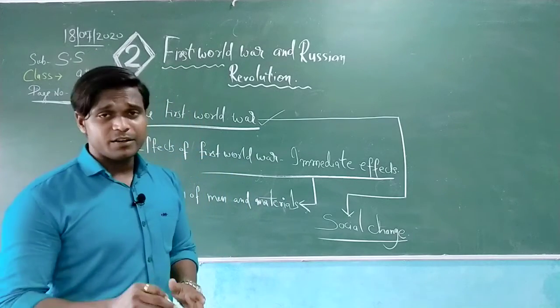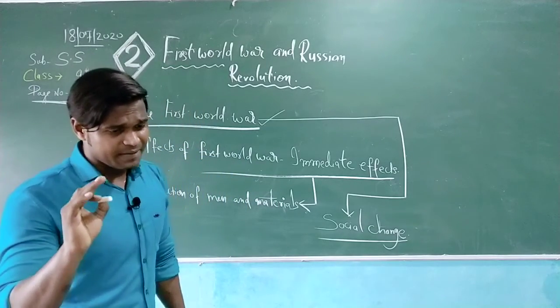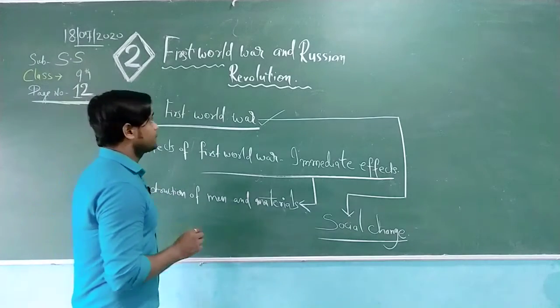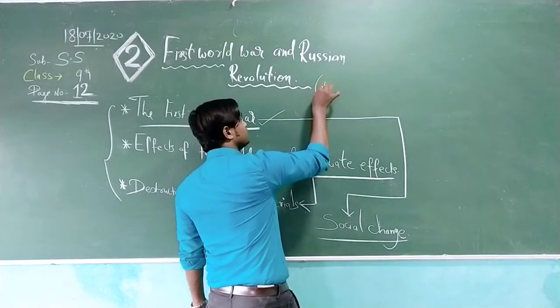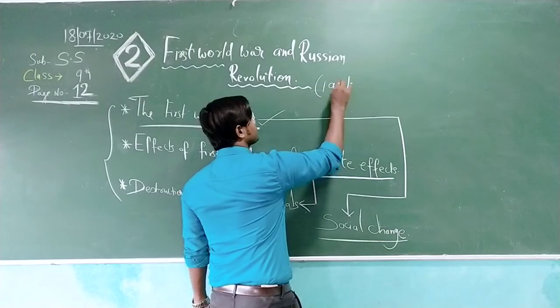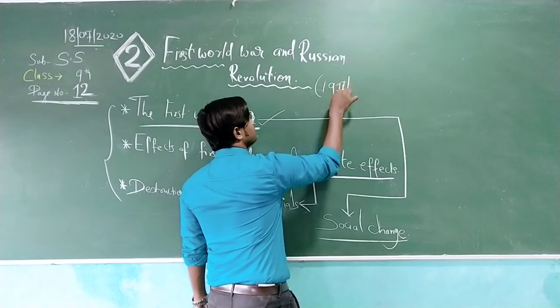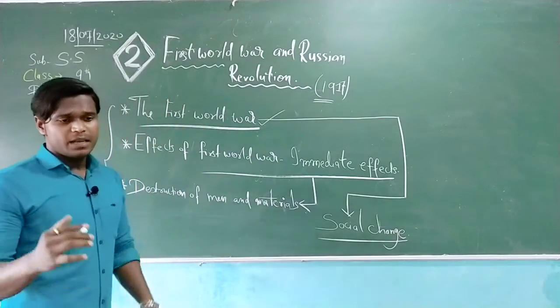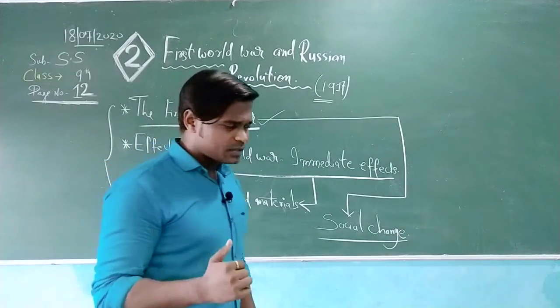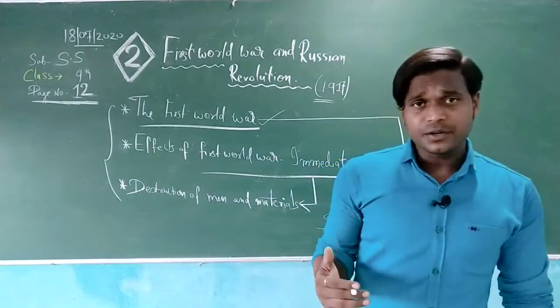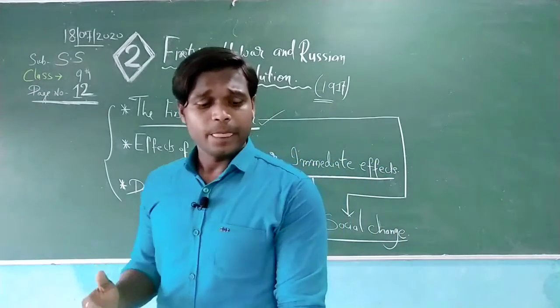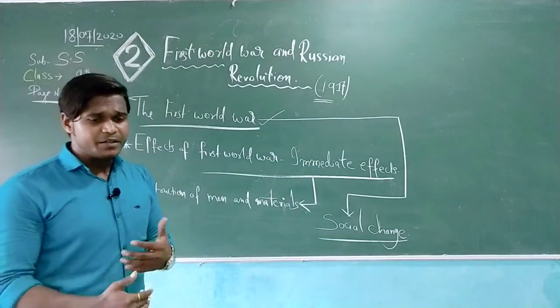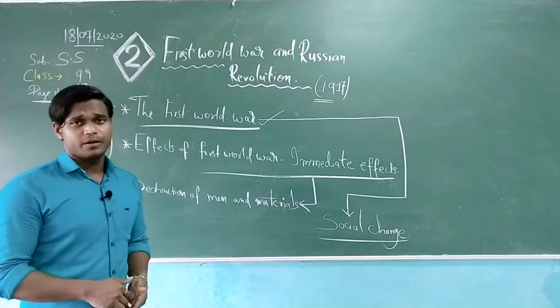If you talk about the date, 1917, the Russian Revolution started. In which year? 1917. The Russian Revolution started. Now what happened in the Russian Revolution? We need to understand that Russia withdrew its membership from the war.